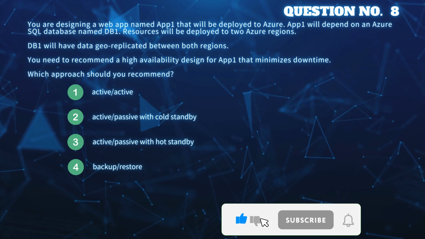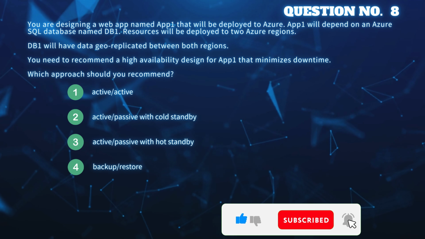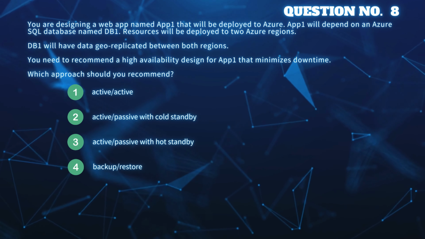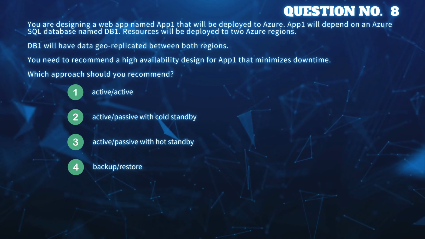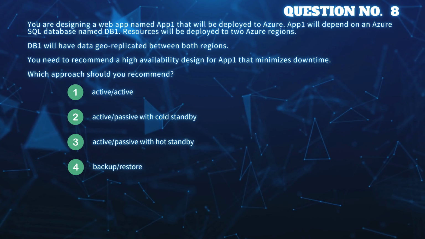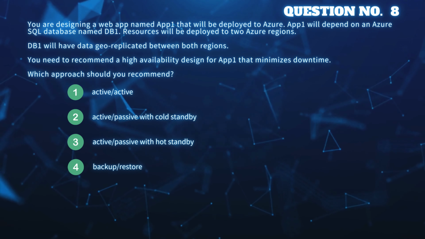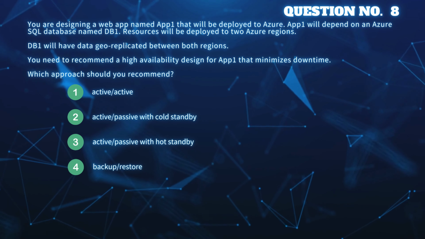You are designing a web app named App1 that will be deployed to Azure. App1 will depend on an Azure SQL database named DB1. Resources will be deployed to 2 Azure regions. DB1 will have data geo-replicated between both regions. You need to recommend a high availability design for App1 that minimizes downtime. Which approach should you recommend?